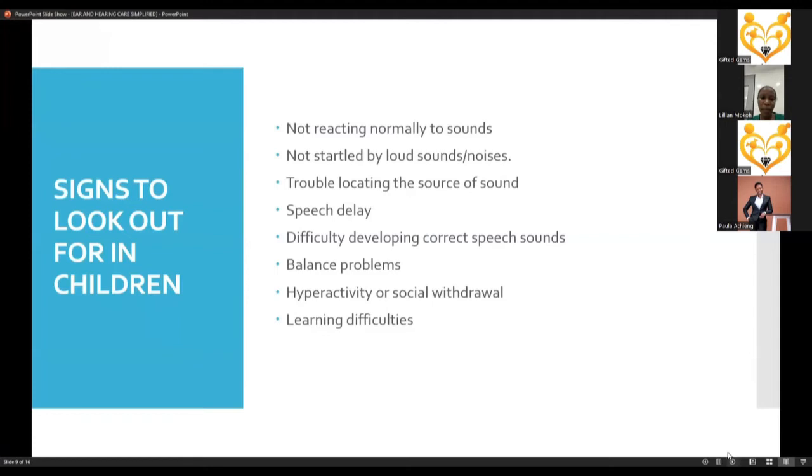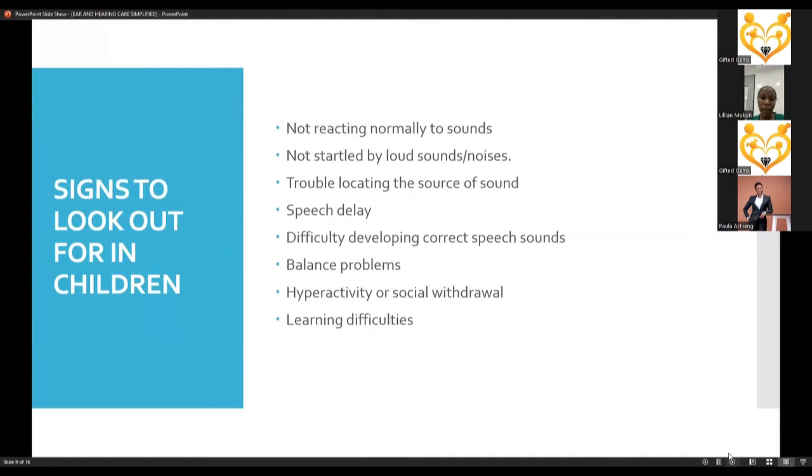Children are usually woken up by noise, especially if it is at a high, loud level. If you find your child is not startled by anything, if a cup falls or a door bangs and your child is unmoved, they do not even look in that direction, then you know that probably that child has a hearing loss.